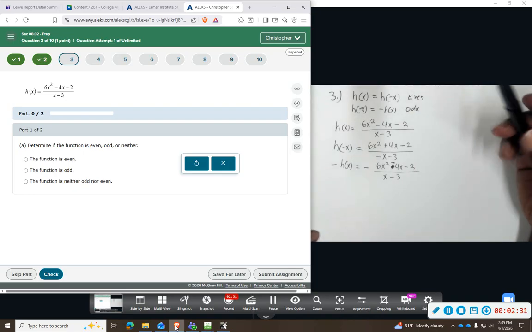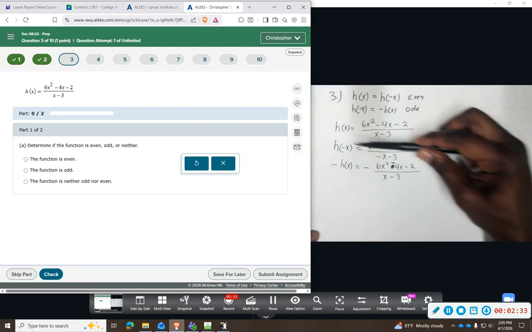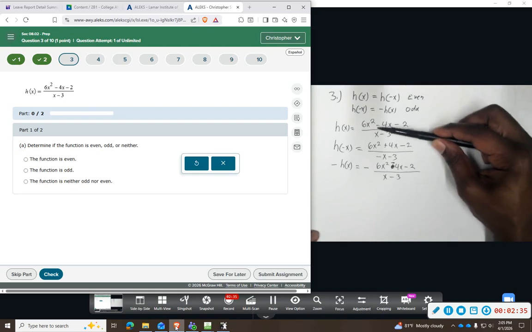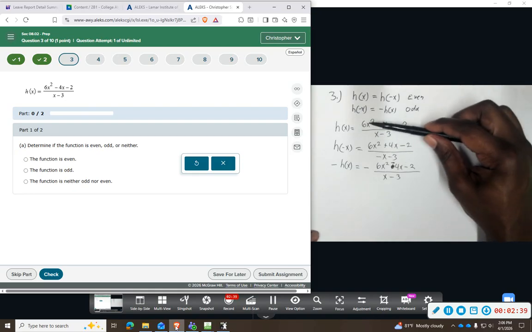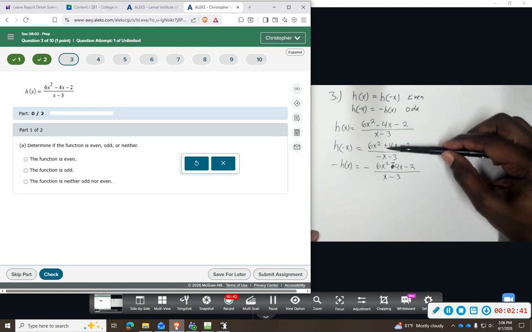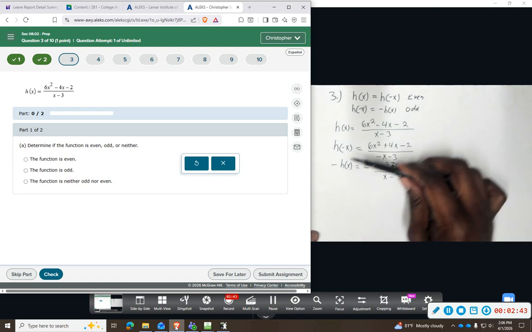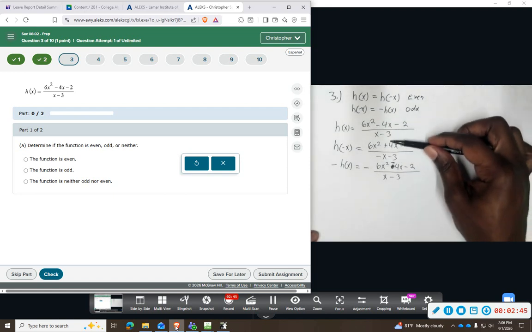Okay, so we're going to compare. Even, these and this, are they the same? No, because we have a positive x and a negative x. Those are different signs. Also the 4, different signs. Compare these two, so it's not even.